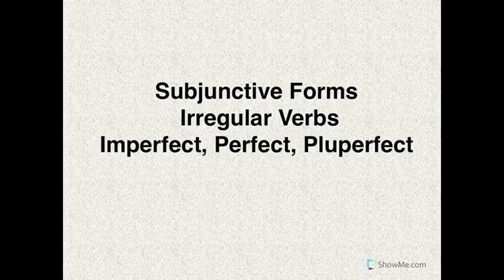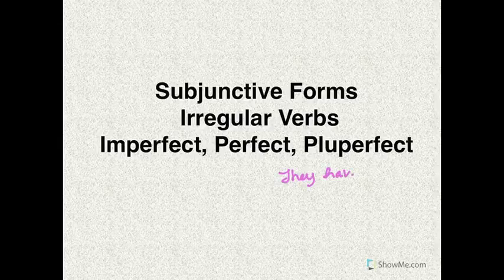Today we're going to look at the subjunctive forms for irregular verbs in the imperfect, perfect, and pluperfect tenses. What's awesome about these three tenses in the subjunctive is that irregular verbs have regular forms! And for that, I think we needed an exclamation point.